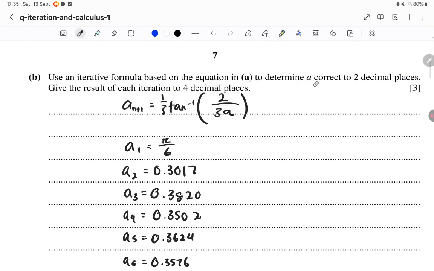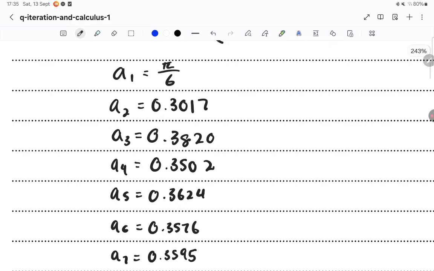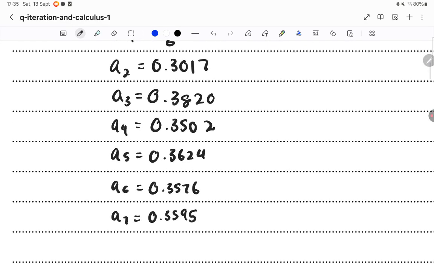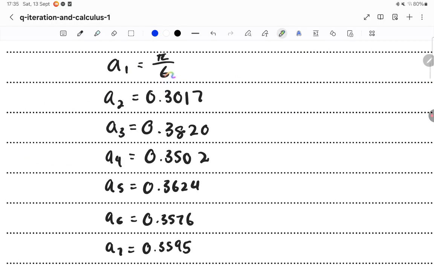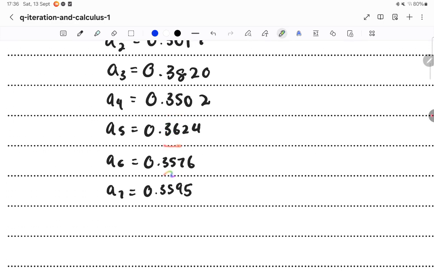Now you can see here I did multiple iterations already, so let's just give a check. They want their answer in 2 decimal places, so we're going to check each of the iterations for the 2 decimal places. So first we started off with pi over 6, and then we have 0.30, 0.38, 0.35, 0.36, 0.35, and 0.35 again. But if you notice, in the final 3 iterations to 2 decimal places, it's all rounding off to 0.36. Well, 0.362 gives 0.36, 0.357 gives 0.36, 0.359 gives 0.36.